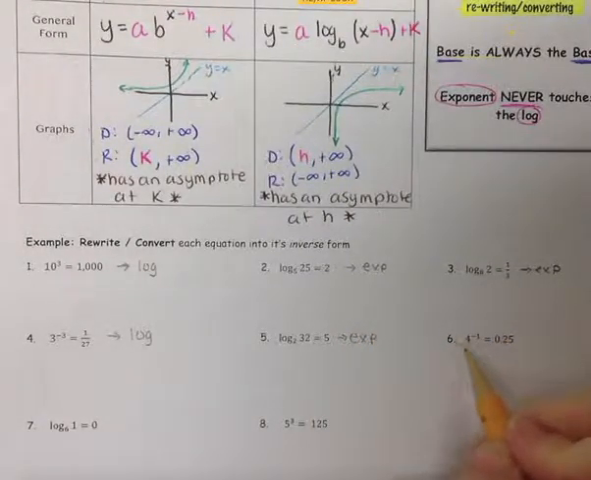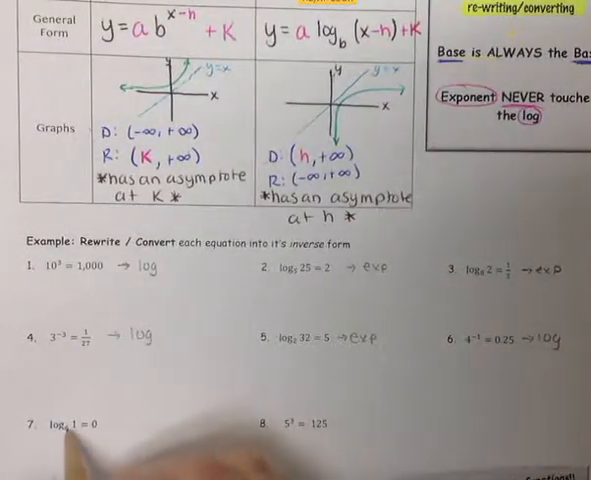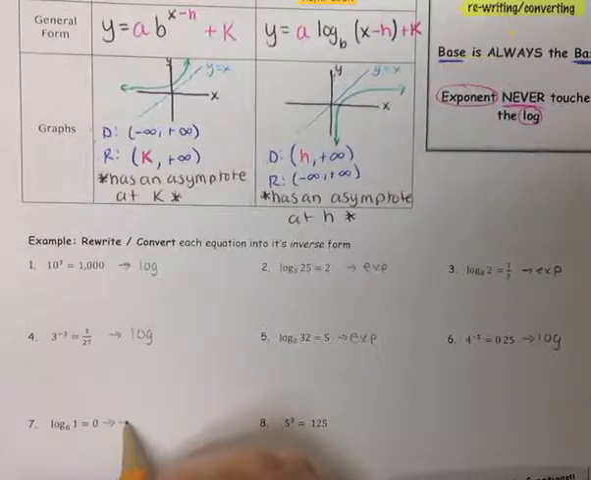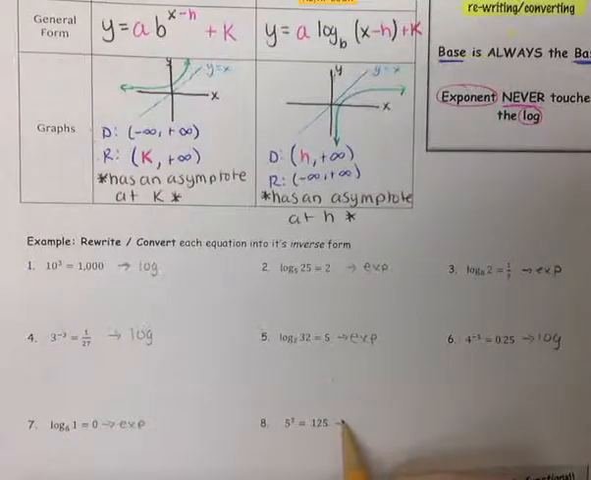6 does not have the word log in it. It's not a logarithm, so it will turn into one. 7 is a logarithm, so it will turn into an exponential. And 8 does not have log, so it has to turn into a log.